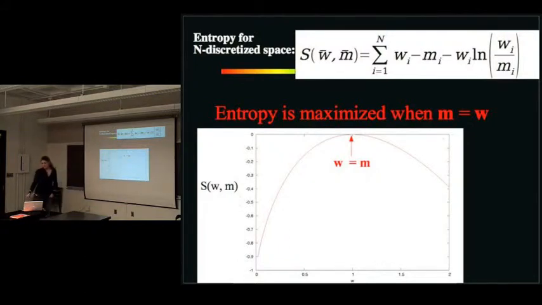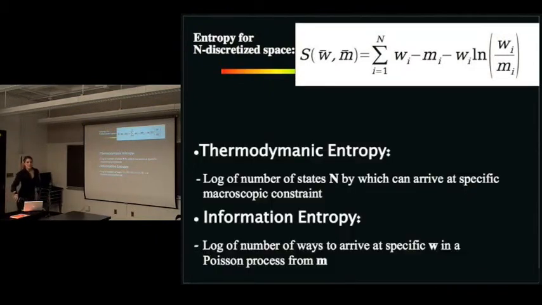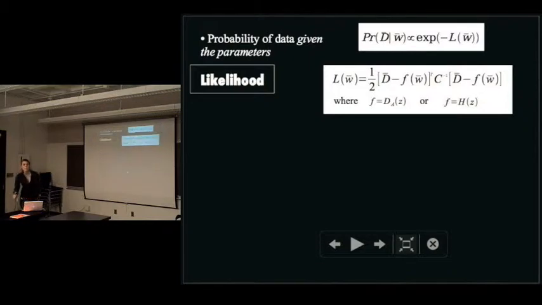And you can see it resembles things like your thermodynamic entropy, as well as your information entropy, which is equal to the negative of the log of the number of ways in which you can arrive at a specific W in a Poisson process from an initial distribution M. Okay, so as I said before, it has to be the most uninformative distribution that you have, and intuitively that does, to me, mean smooth. But I'll explain a bit more what we take for M in a bit.